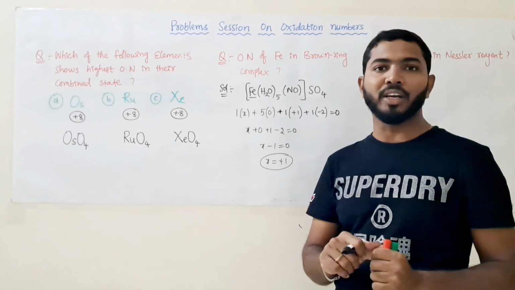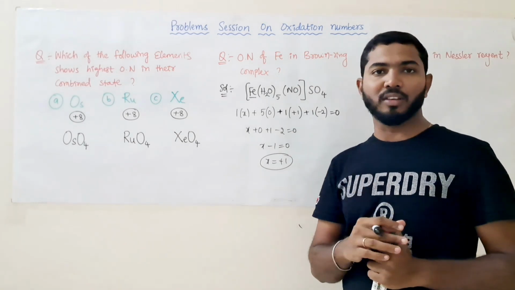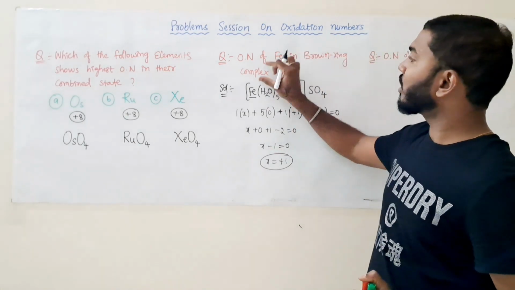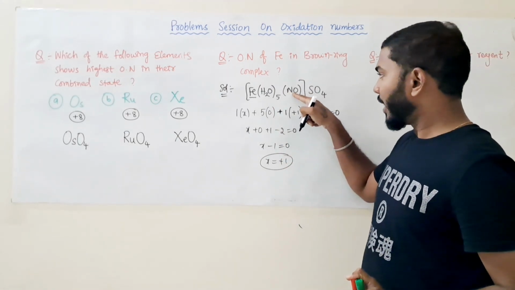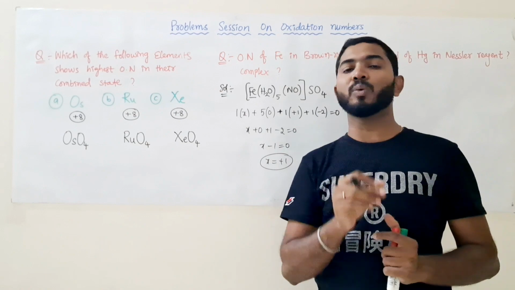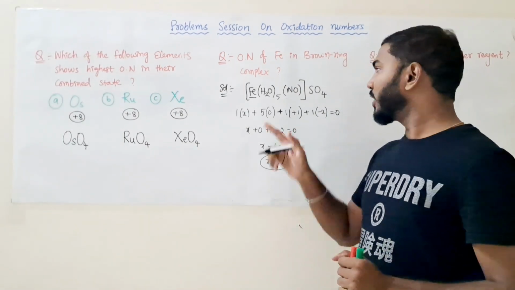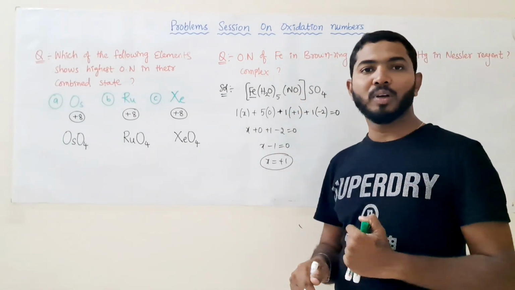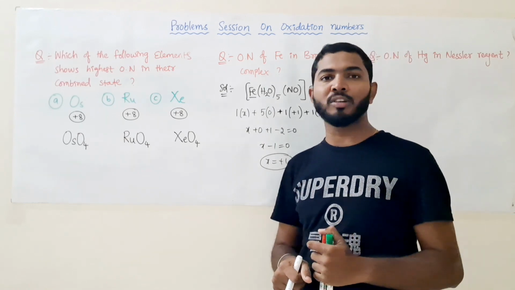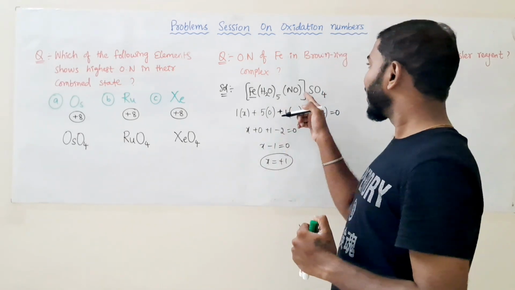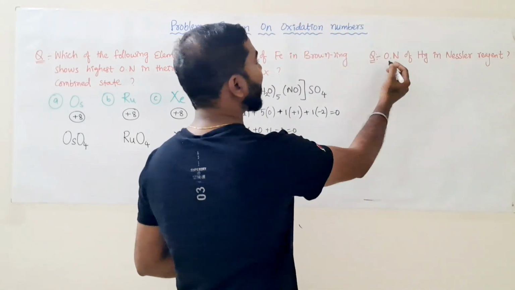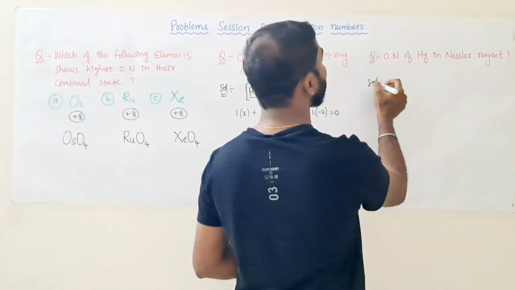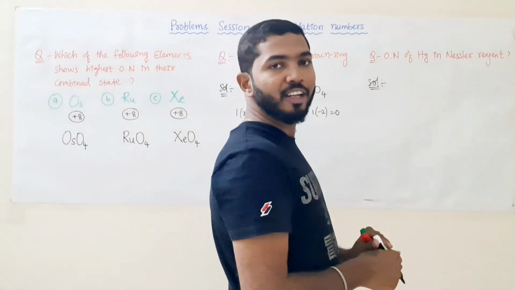That is very important, which is not possible in other cases. Only in the brown ring complex can iron exhibit the +1 oxidation state, and here this NO is going to behave as a positive ligand, not a neutral ligand. So hence it is called nitrosonium. So NO, when it is acting as a positive ligand, is called nitrosonium. So its oxidation number is going to come out as +1. And then moving to the next one, that is the oxidation number of mercury in Nessler's reagent.